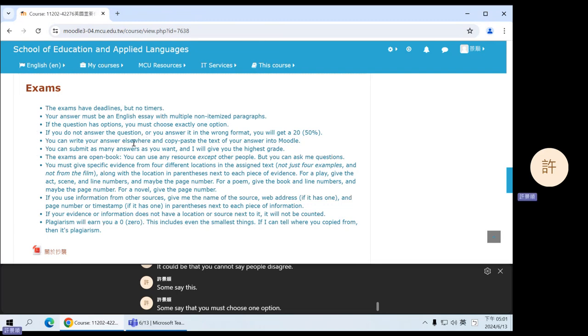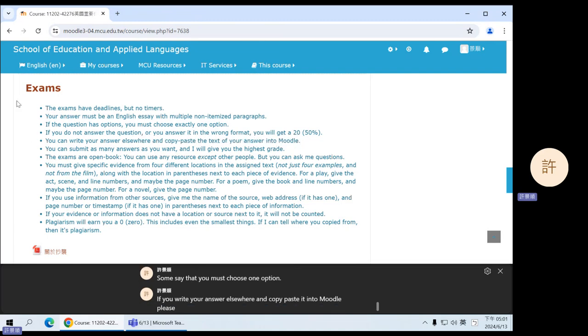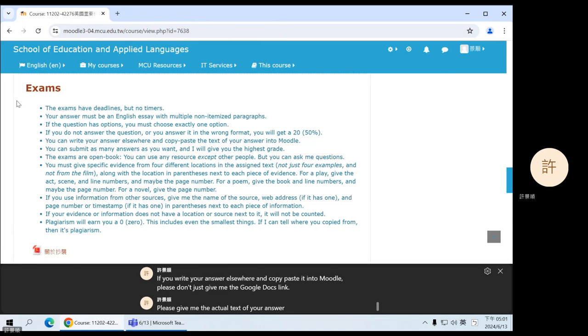If you write your answer elsewhere and copy-paste it into Moodle, please don't just give me the Google Docs link. Please give me the actual text of your answer. Somebody did do that.